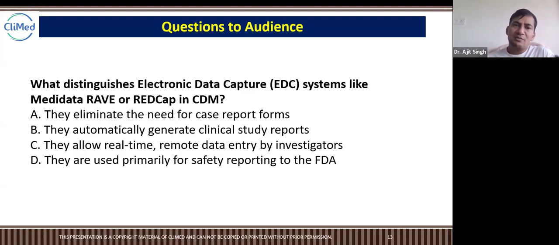That is also a research management system. There are DMSs, data management systems. So multiple things are there in the market. But right now Rave and REDCap are among the world-famous ones that everyone uses. So the answer here is that this allows real-time remote data entry by the investigator.